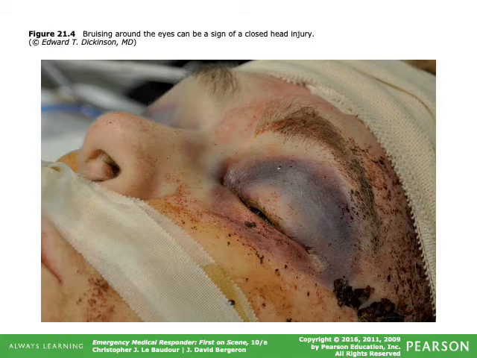Alright, this is bruising around the eyes. It can be a sign of a closed head injury. A lot of people either call this raccoon's eyes or ecchymosis. If it's around both eyes, it's called periorbital ecchymosis.